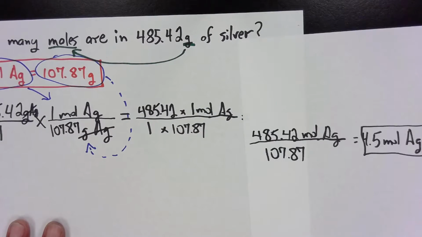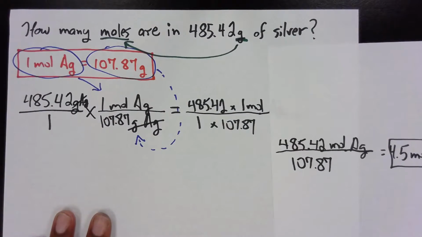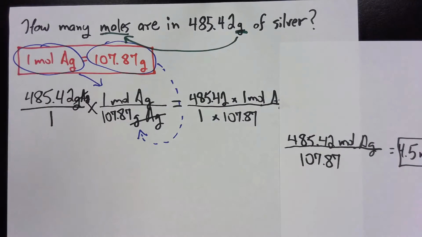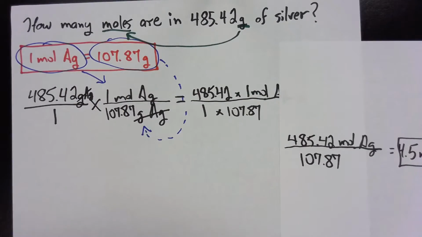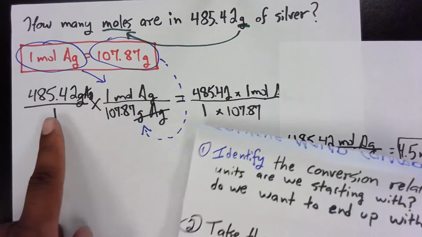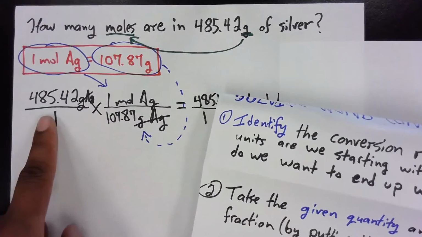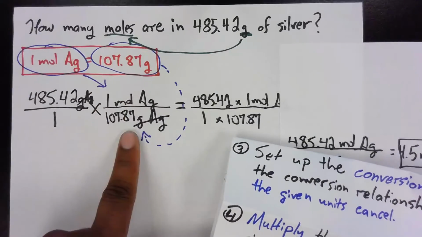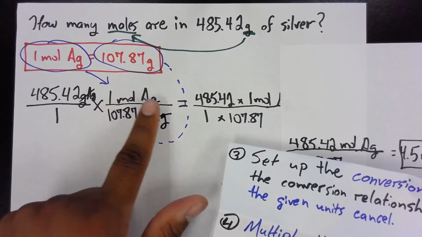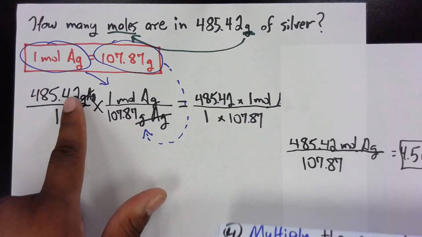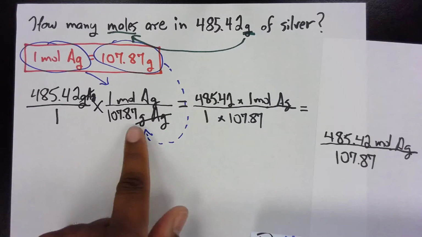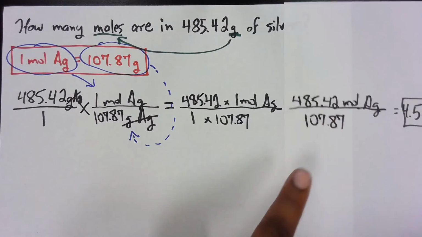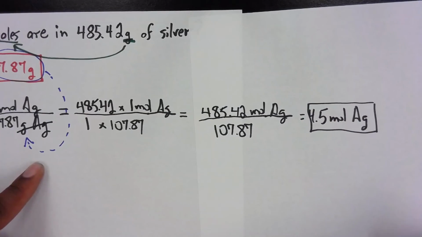So, to recap, how many moles are in 485.42 grams of silver? First thing I did was identify the relationship. 1 mole of silver equals 107.87 grams. That was my first step. Second step, set up the conversion, given quantity over 1. Third step, set up the conversion fraction. Take my grams, put it on the bottom so that it cancels. Put my 1 mole on top. And then the fourth step is just to multiply across. That times that gave me that. This times this gave me this. And then finally, I went ahead and solved it out. And I got 4.5 moles as my answer.